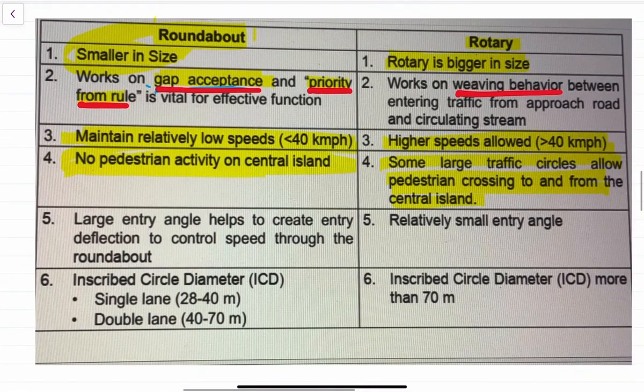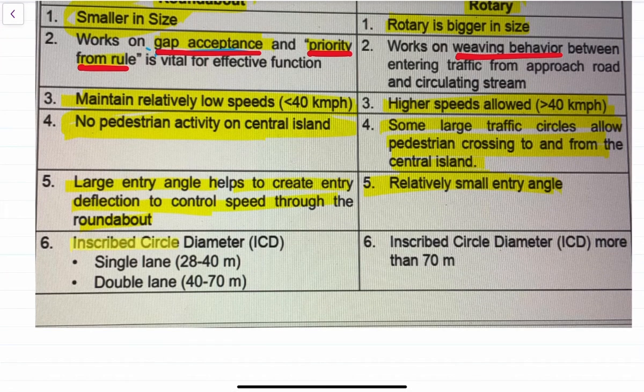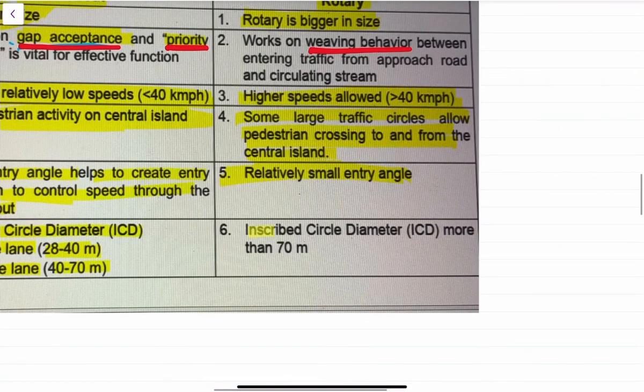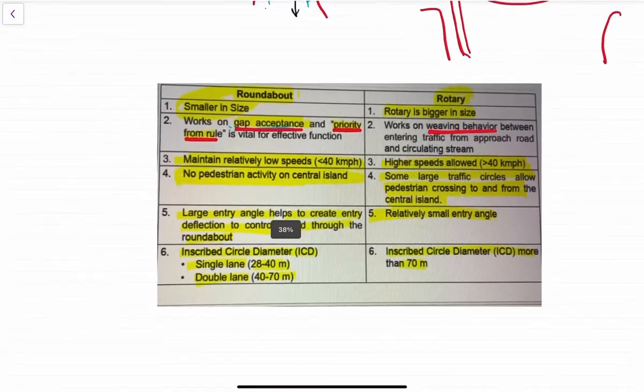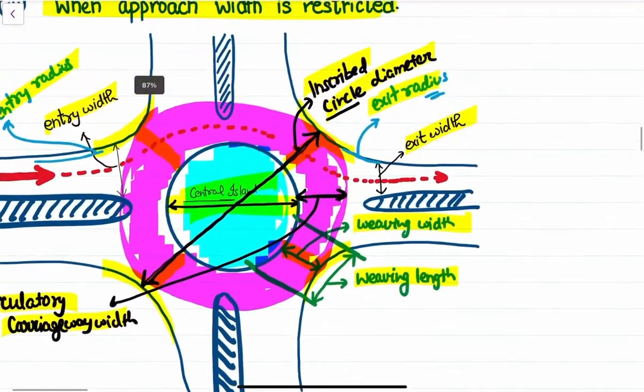Your roundabout has large entry angles that create entry deflection and control speed through the roundabout, while the entry angle is relatively smaller in the rotary. The inscribed circle diameter for a roundabout is 28 to 40 meters for a single lane, 40 to 70 meters for a double lane, while the inscribed circle diameter for a rotary is 70 meters. Inscribed circle diameter, what is inscribed circle diameter? This one.